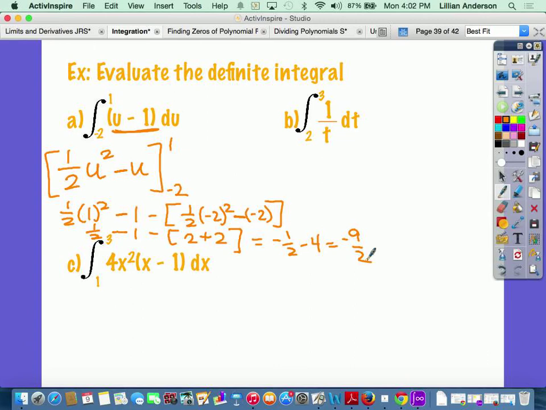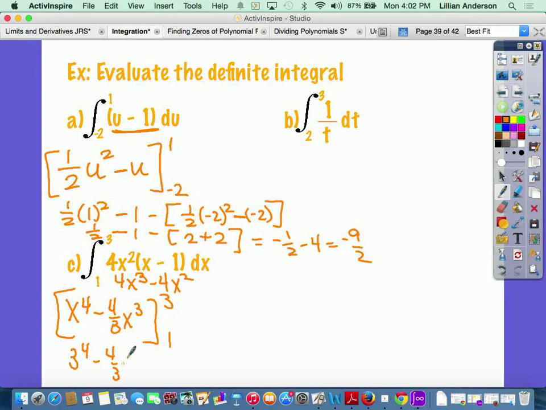Let's look at C before we look at B, since I got a little more space down here. First thing you think I might want to do, make it a little nicer, distribute. Because then I can find the antiderivative of 4x cubed minus 4x squared. That's going to be x to the 4th minus 4/3 x cubed. That's going to get evaluated from 1 to 3. So that means I'm going to plug in a 3 for x, and I'm going to subtract from it whatever I get when I plug in 1.